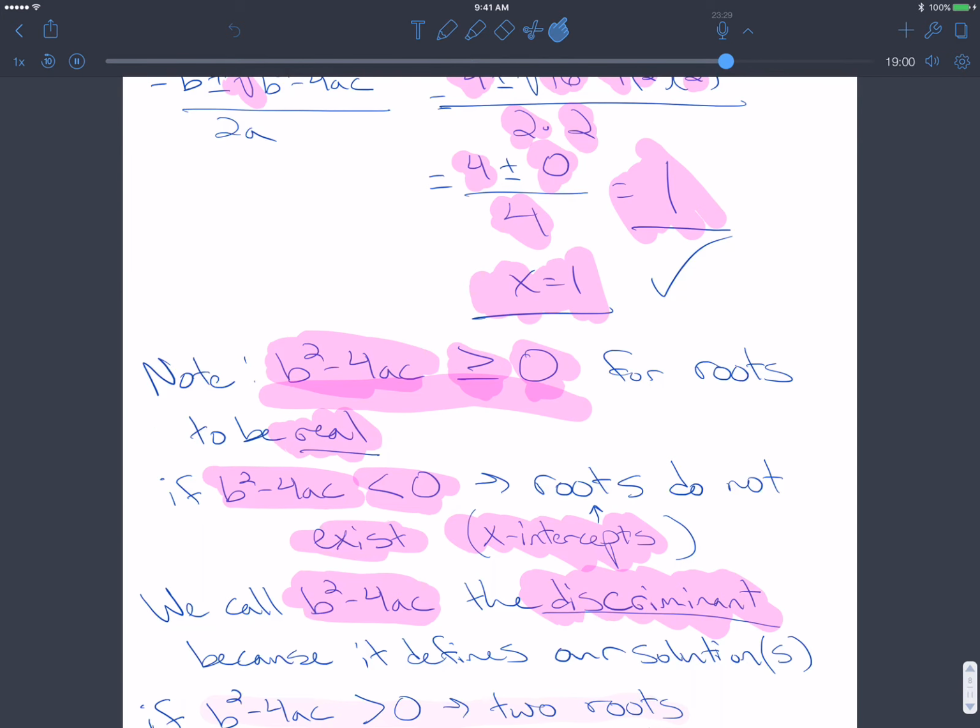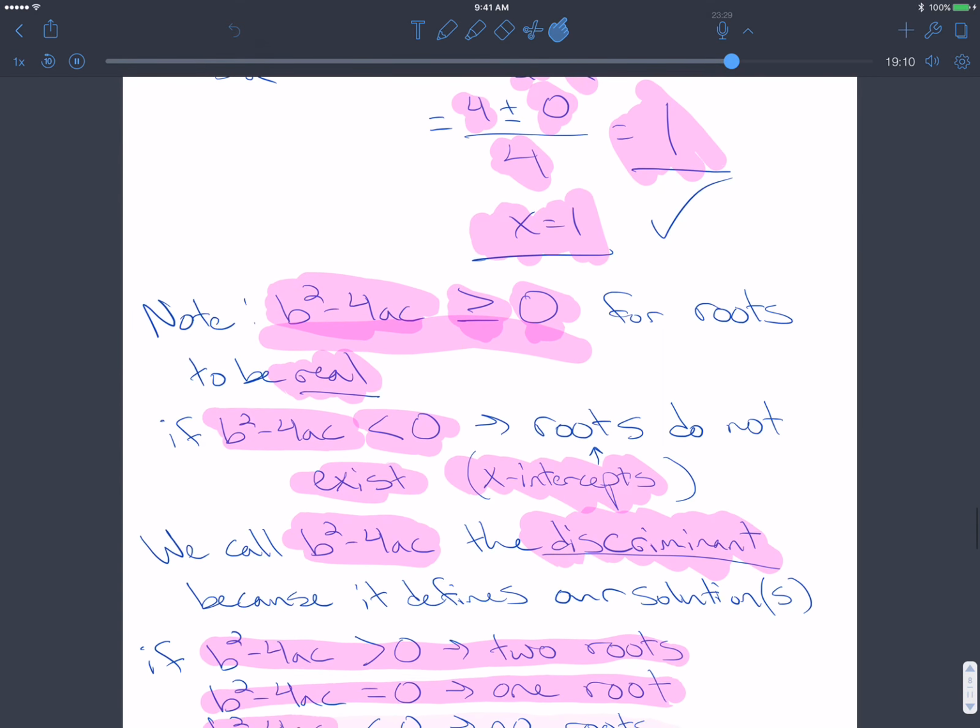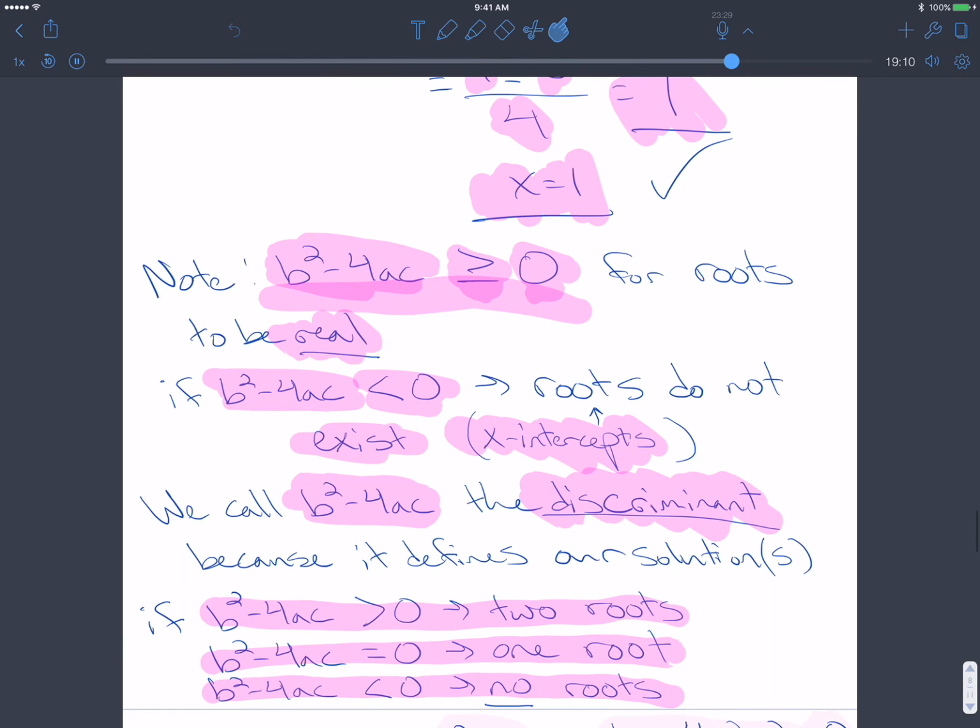look like. If it's greater than 0, you have 2. If it's equal to 0, you only have 1, which means your vertex is on the x-axis. And if it's less than 0, you have none. So it does not cross the x-axis.